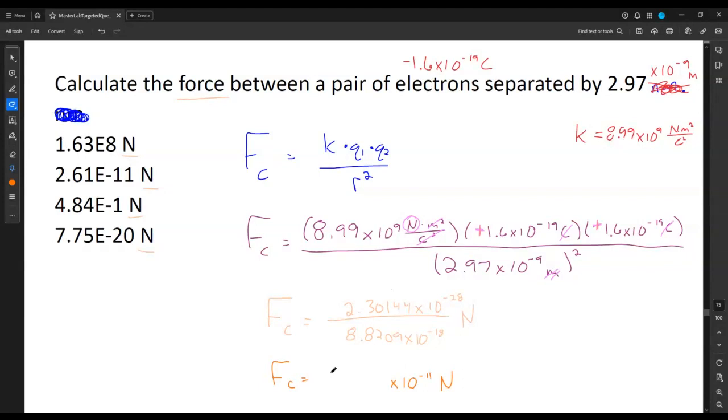And then after that, dividing these two and working it out, simplifying if necessary, 2.609. I ran out of room, but it's followed by another 0, so that's pretty close. It looks the most like this one.